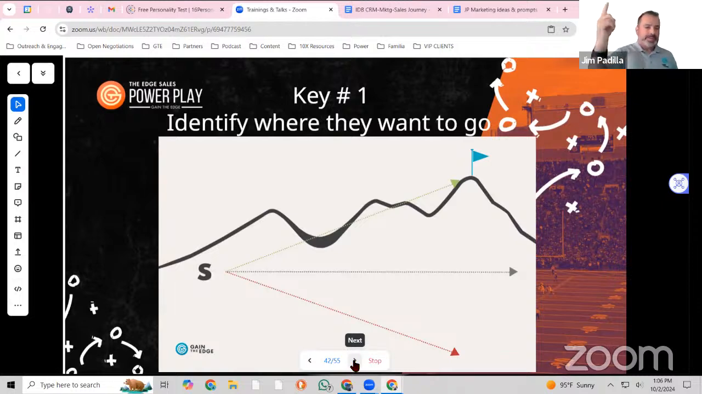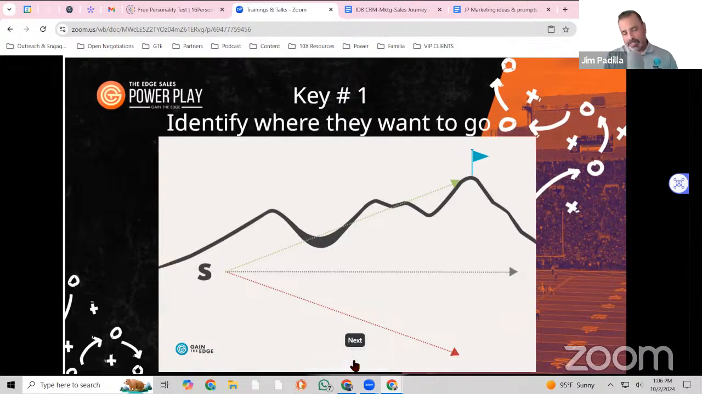Okay. Key number 1, you need to identify where they want to go. Simple. Again, I'm not a genius. I don't have a PhD. I do have badass credibility and experience at what I do. I don't know much else, but I know what I do is really good and works, and we're the best in the world at what we do, and it works.